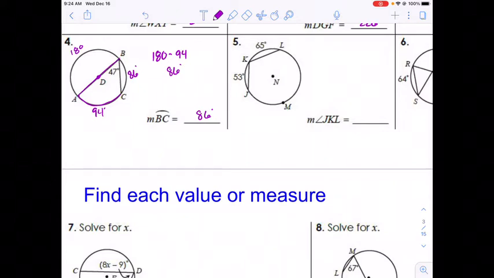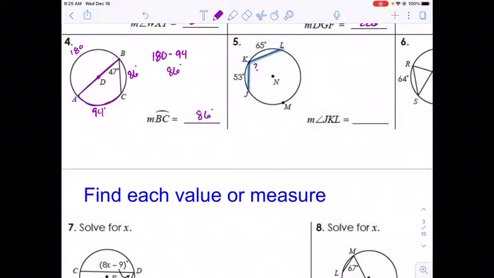So now we're looking for the measure of JKL. Okay, so we want to know this arc right here. So we're looking for J, K, and L. We want to know this angle. Looking for JKL, this angle. So we want to know, what is this angle right here? Well, we know this is 65, this is 53 around it. It's going to be half of the arc JML.